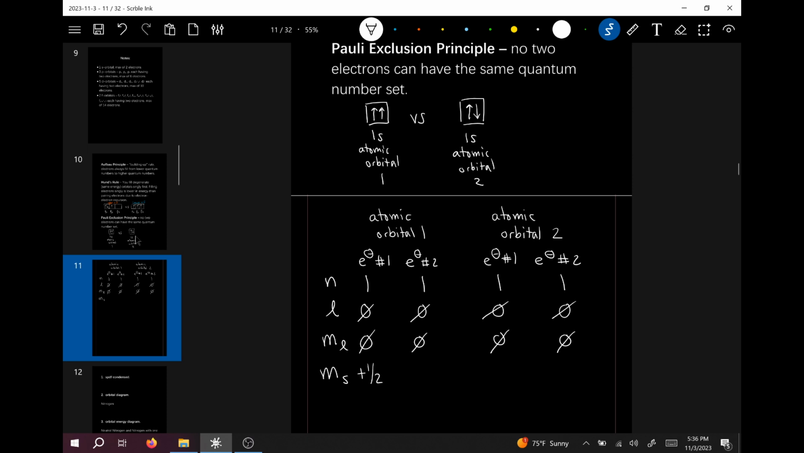So plus 1/2, plus 1/2. Now I've broken the Pauli exclusion principle, because the address for this electron and this electron is exactly the same. I can't do that. So we're just going to write a big X here and say that's wrong. You can't do that. For the second one, though, one electron is positive half, the other one is negative half, and this is allowed.